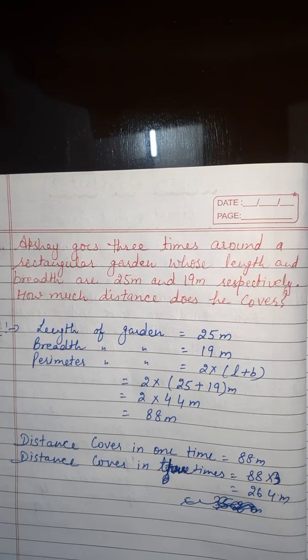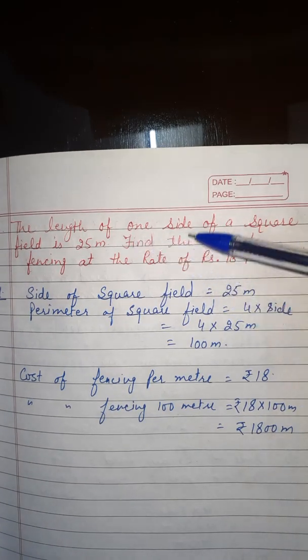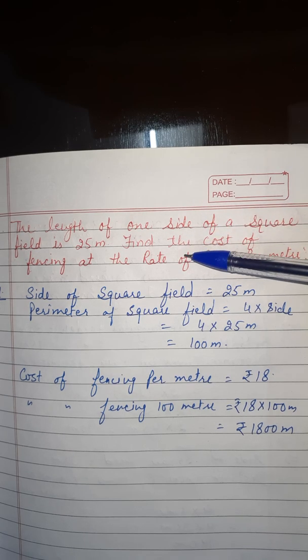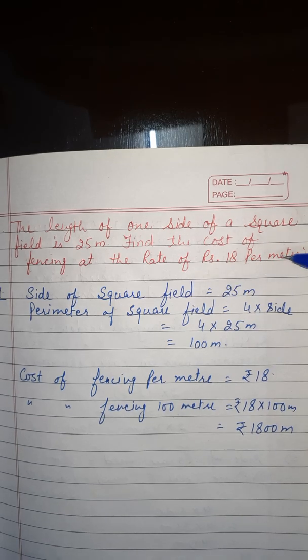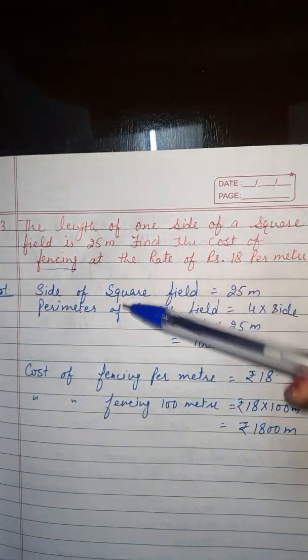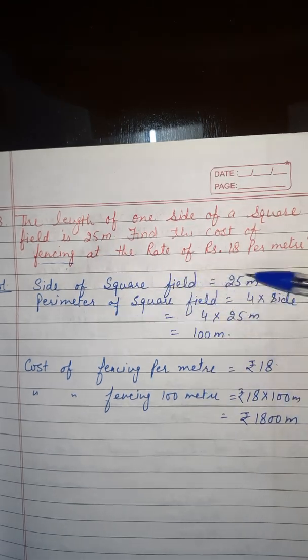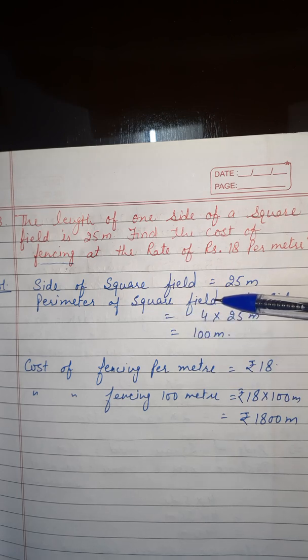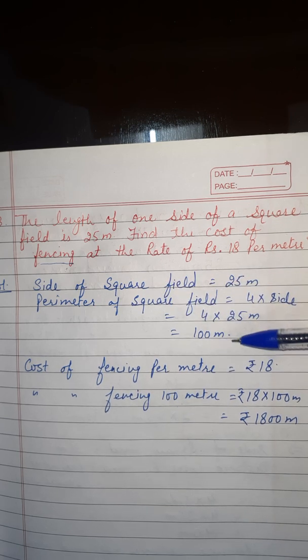Okay, and the next question is: the length of one side of a square field is 25 meter. Find the cost of fencing at the rate of rupees 18 per meter. Again, there is fencing, and in the case of fencing, we will find the perimeter. The side of the square field is given as 25 meter, and we can calculate the perimeter of the square field using the formula 4 multiplied by side. Here the perimeter of the square field will be 100 meter.